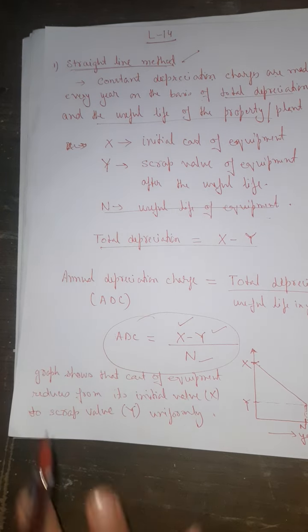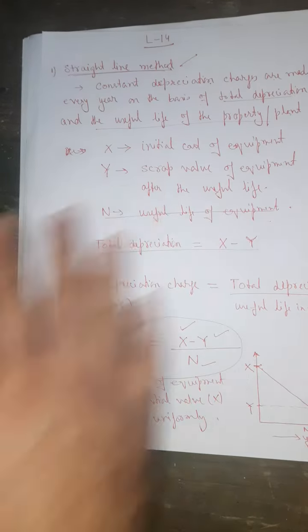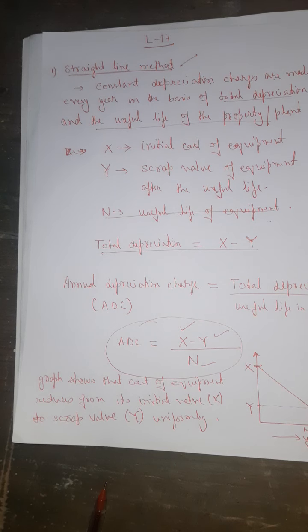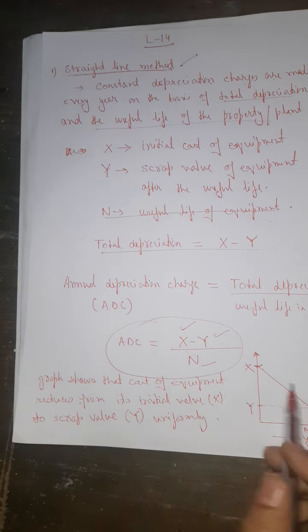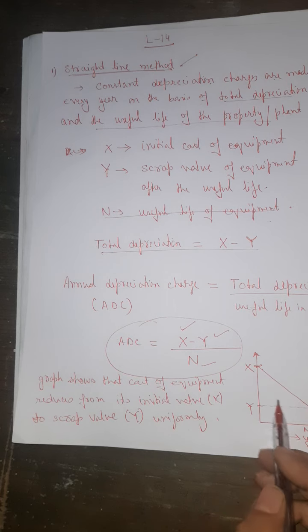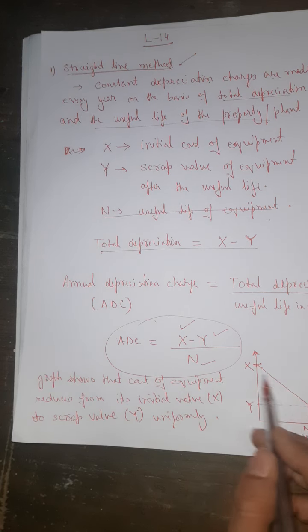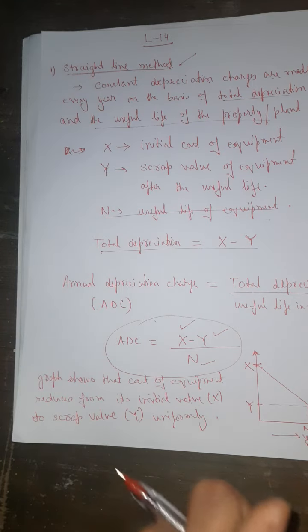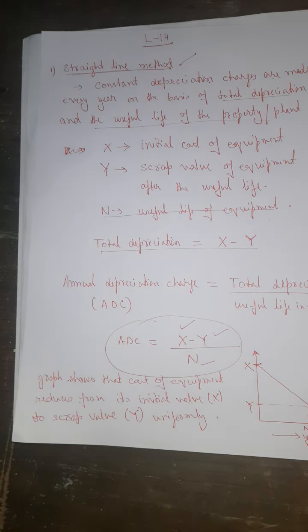But there are certain disadvantages of this straight line method. What are the disadvantages? We are assuming that constant depreciation charges are made every year, which is not correct, because we cannot have the same depreciation charges each year, as the cost of the equipment is reducing after each year. So having the same depreciation charges each year is not a good idea.